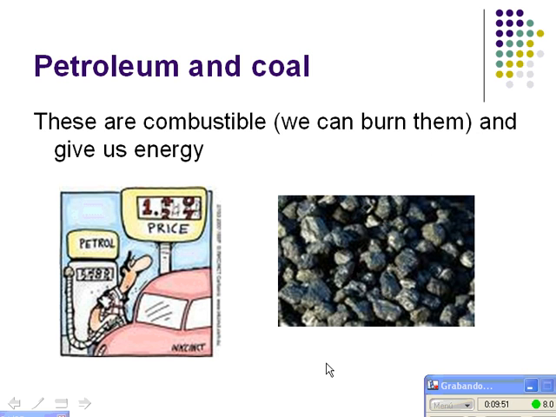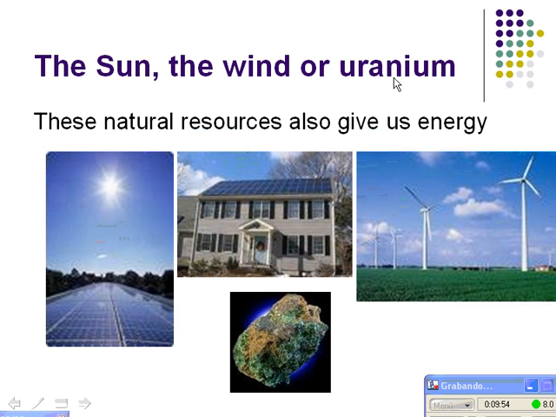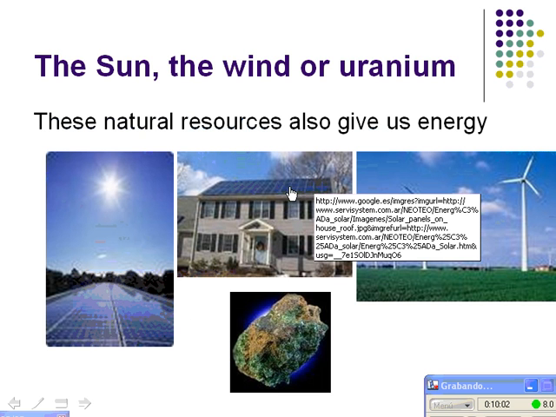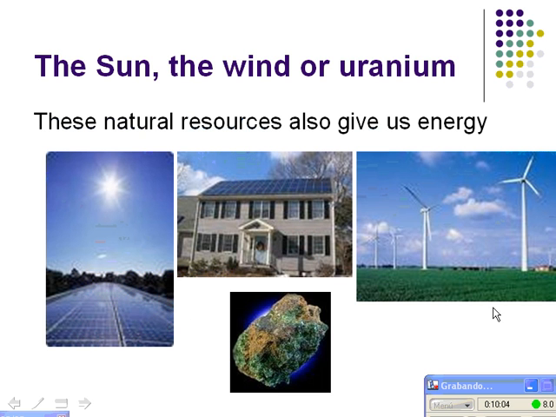Here's coal, the sun, the wind or uranium. These natural resources also give us energy, lots of energy. So here are solar panels. So some more solar panels on the top of this house. And then the wind, we can use wind turbines to get wind energy. We can also get energy from uranium.